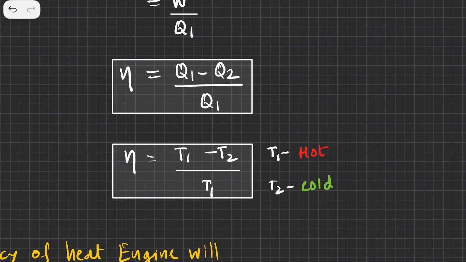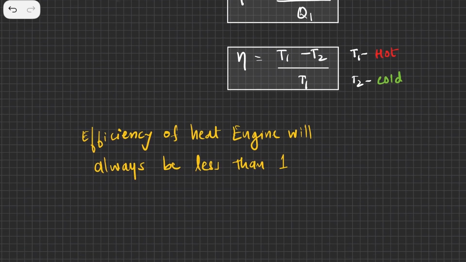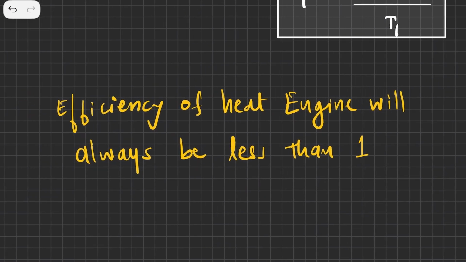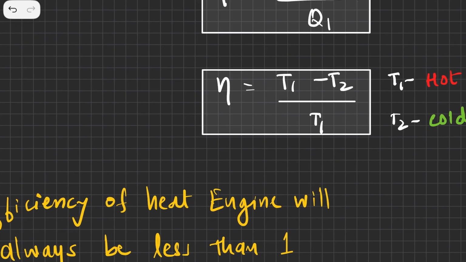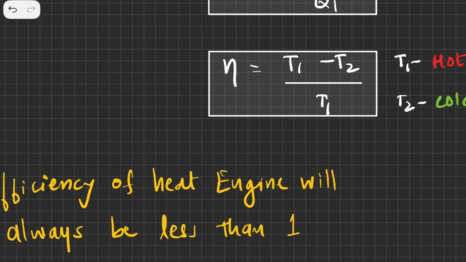Now one thing you should note is that this temperature is always in Kelvin, always in Kelvin. So if there is a degree Celsius value, you need to take care to always convert degrees Celsius to Kelvin. Lastly, the efficiency of a heat engine will always be less than 1. You will never have a heat engine which is 100% efficient. A 100% efficient engine would mean there is no loss of energy, which is practically not possible in the real world.